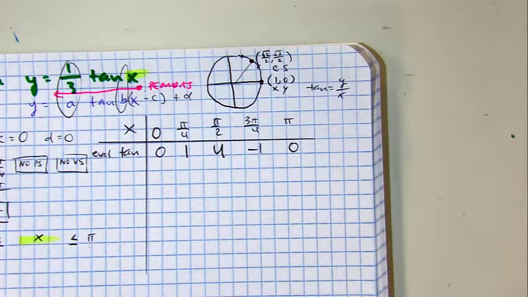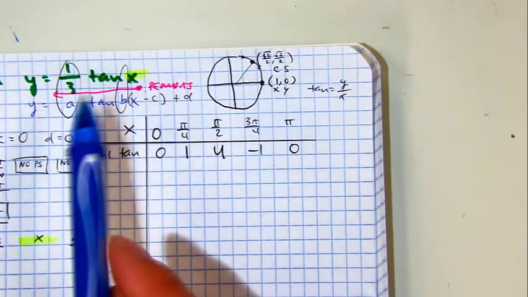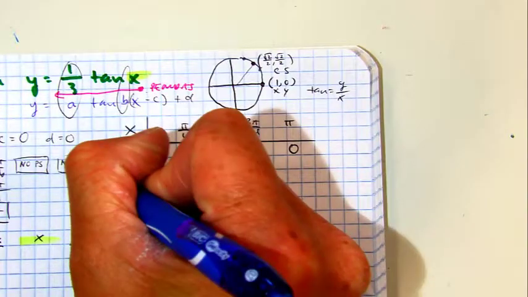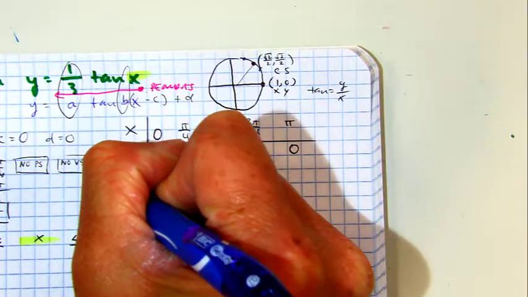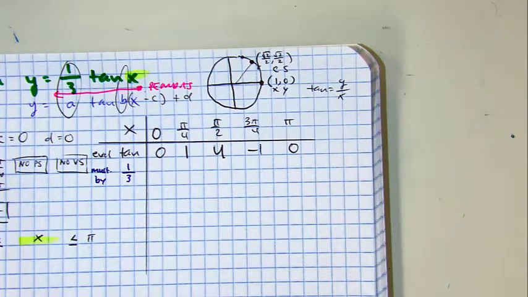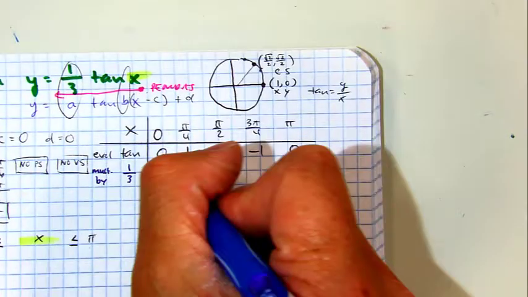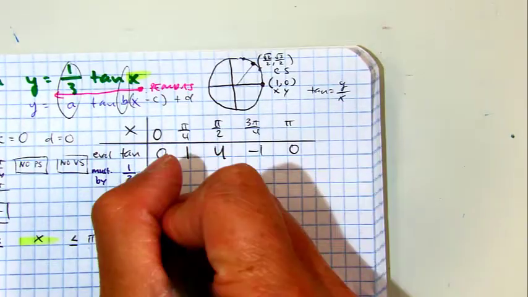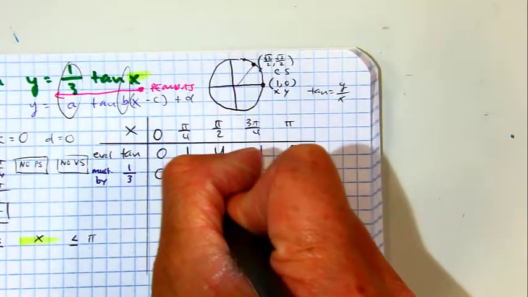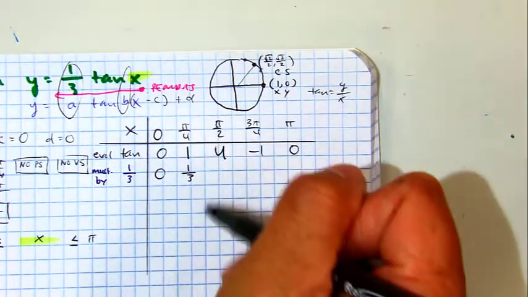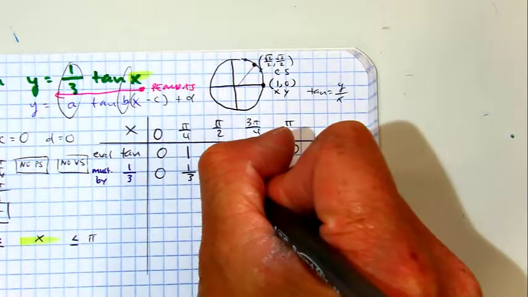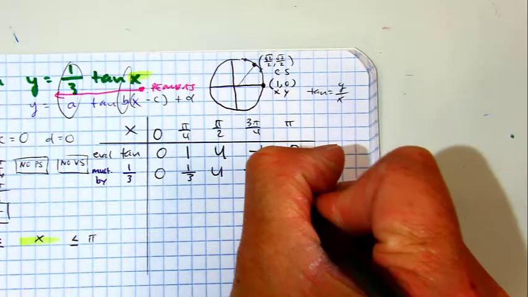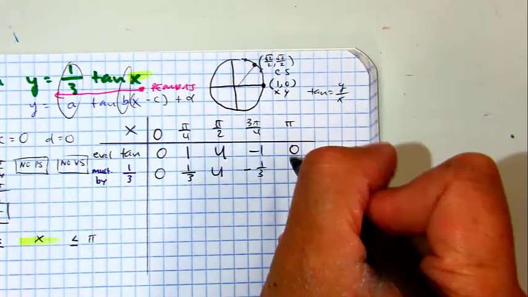Before we graph it, are we going to add 1/3 or multiply? Multiply by 1/3. 1/3 times 0 is 0. 1/3 times 1 is 1/3. 1/3 times undefined is undefined. 1/3 times negative 1 is negative 1/3. And 1/3 times 0 is 0.